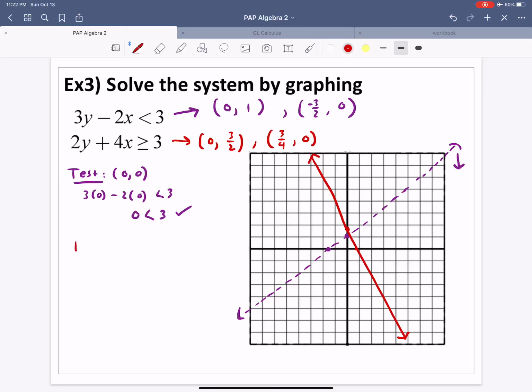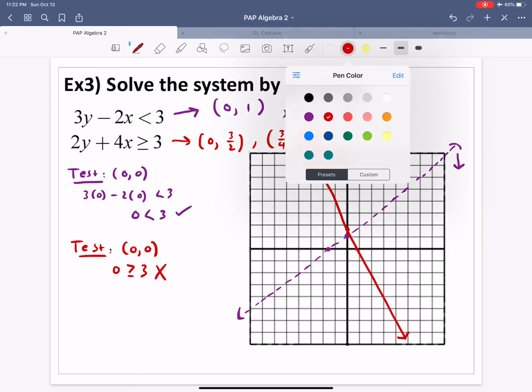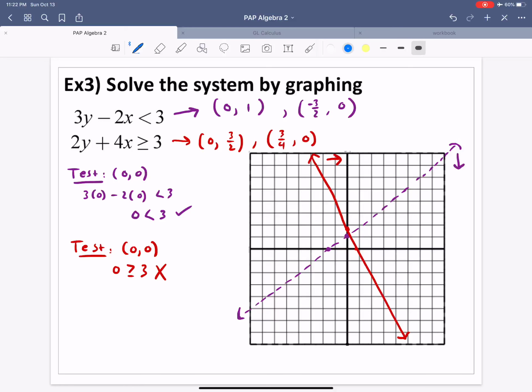And again, we can test the origin on this inequality as well. So plug (0, 0) in for x and y, and that ends up giving me 0 is greater than or equal to 3, which is not true. That's false. So I'm going to shade away from the origin. So then if you look at both lines and the directions that you're shading, you'll see that your overlapping shaded region is this section down here.